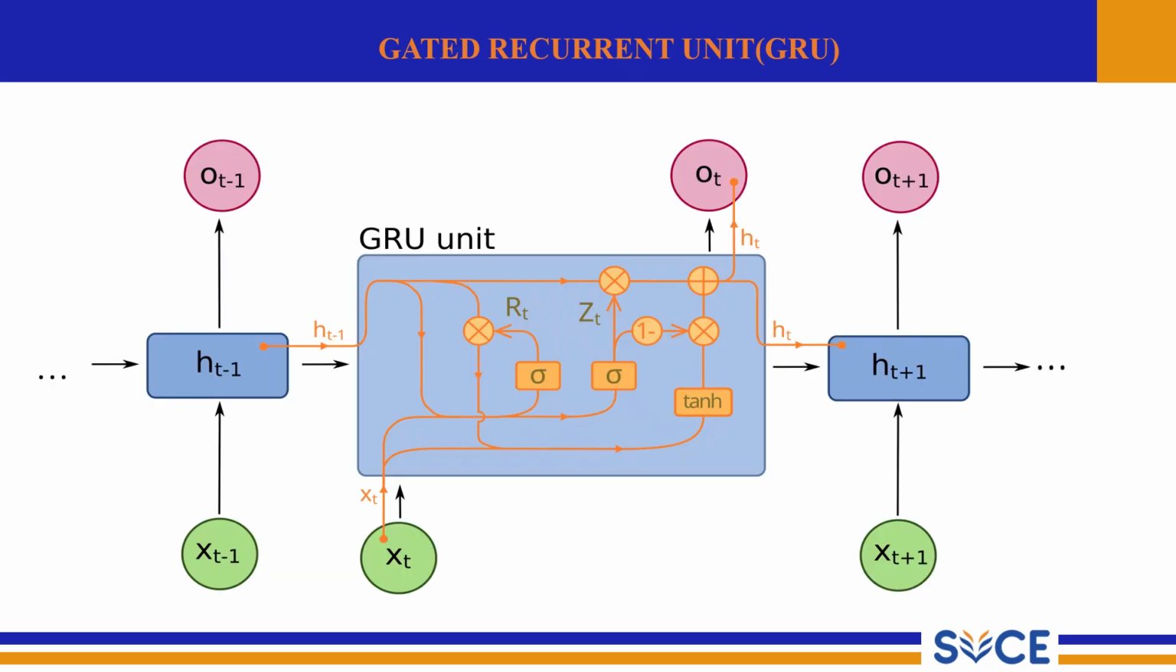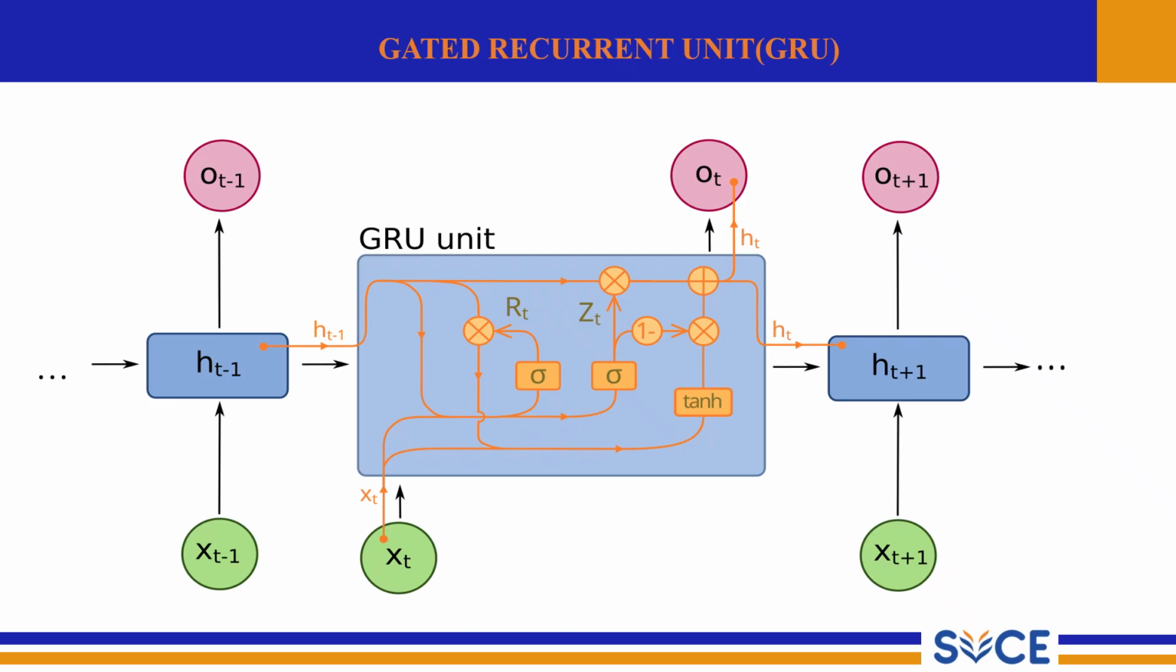This image illustrates the architecture of the gated recurrent unit, a type of recurrent neural network designed to efficiently process sequential data while avoiding common training issues like the vanishing gradient problem. This diagram shows the internal structure of a gated recurrent unit, and here is the overall flow. First, the green circle x_t is the current input at a time step t.